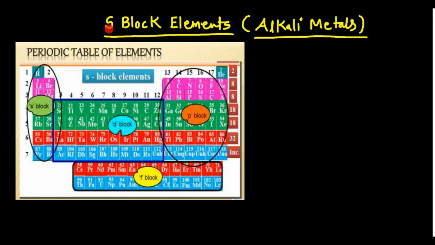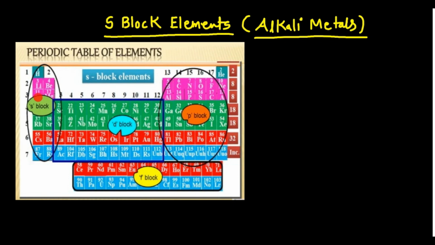So guys, in today's class I am going to discuss the S block elements, and these S block elements are also known as the alkali metals. These alkali metals, or the S block elements, are placed at the extreme left end of the periodic table. So this is their first group, which starts from hydrogen. However, the position of hydrogen is still confusing. So basically we can start with lithium and go up to francium.